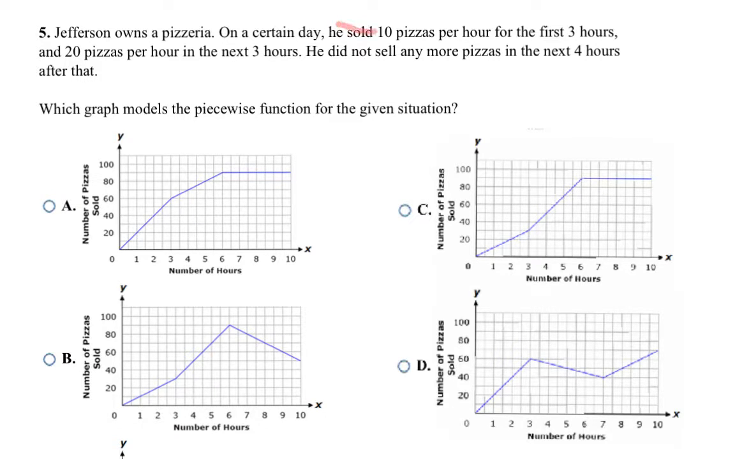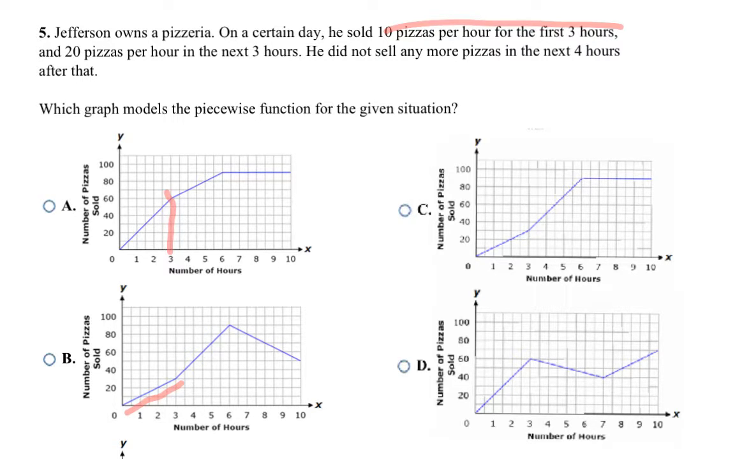So on a certain day, he sold 10 pizzas per hour for the first 3 hours. So that's going to be increasing. So for the first 3 hours, I'm looking for it increasing and then there being a change. So here in letter A, that 3rd hour, it does increase and then the line changes. It's still increasing, but it's increasing at a different rate. So A works out. So then I'm looking at B.